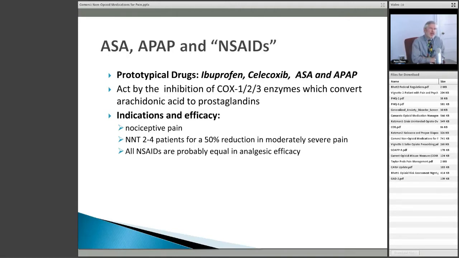Most of these drugs act by inhibiting cyclooxygenase, which converts arachidonic acid to prostaglandins, which stimulate the end of the nociceptor. They are very effective for nociceptive pain. Nociceptive pain is tissue damage pain, like surgical pain, broken bone pain, etc. The number needed to treat is 2 to 4 patients with a non-steroidal to get a 50% reduction in pain. To put that in perspective, with a statin, you need to treat about 100 to 150 patients to prevent 1 major MI. So these are very effective drugs.